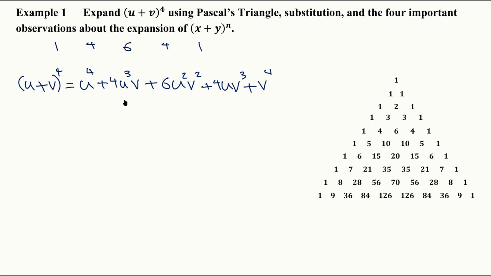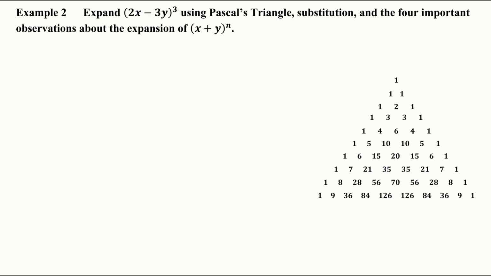But there it is. There's the expansion using Pascal's triangle, the substitution of u for x and v for y, and the 4 important observations that we learned about on the last screen. And there we have it, okay? So very simple, very efficient. Next, we're looking at a cube, but notice all the analysis we've done has been for sums, not for differences. But we'll see what happens when there is a difference.